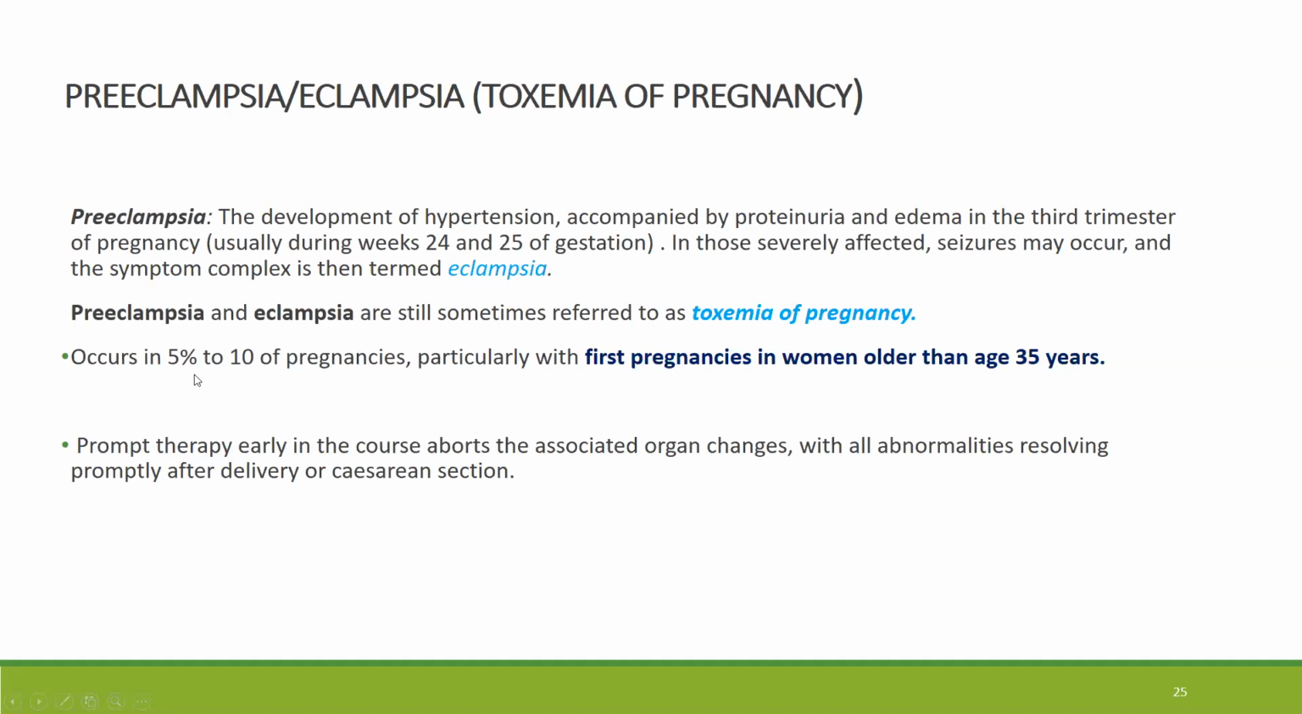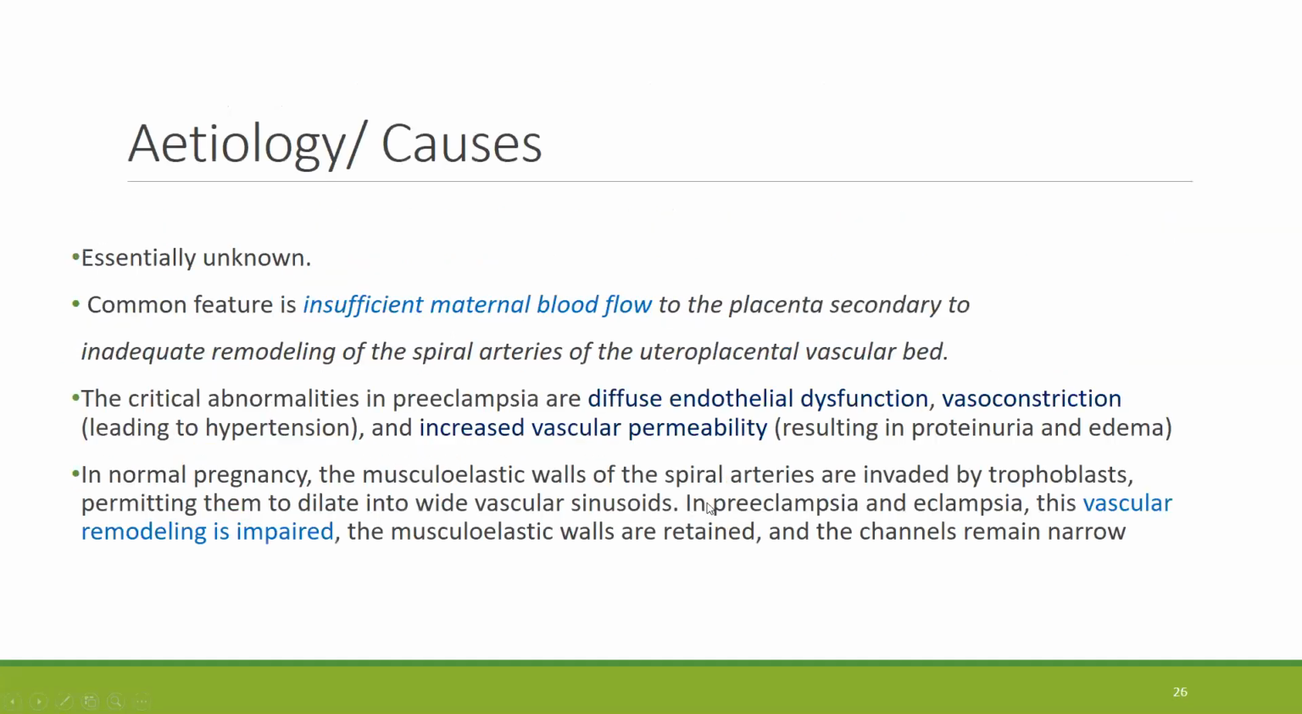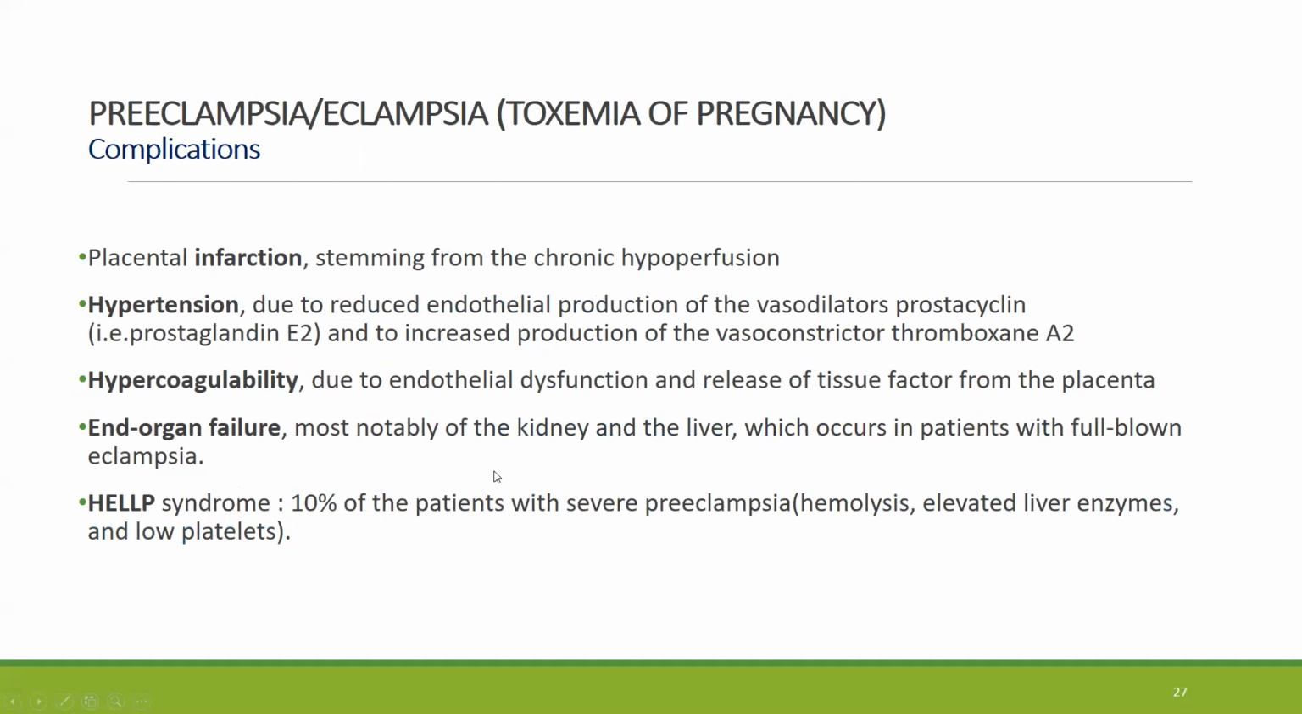It's seen in 5 to 10% of pregnancies, particularly with the first pregnancy or in women in an older age group. Etiology is unknown. Most of the time we have insufficient maternal blood flow, so we don't know why we have eclampsia, preeclampsia. Most likely there is an insufficient blood flow. There is some problem in the spiral artery. There is a problem in the remodeling of the spiral artery that can cause insufficient maternal blood flow.